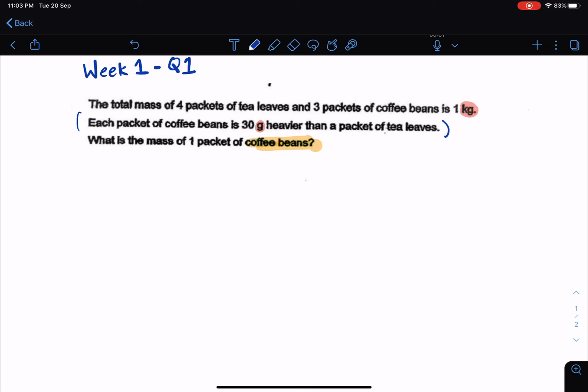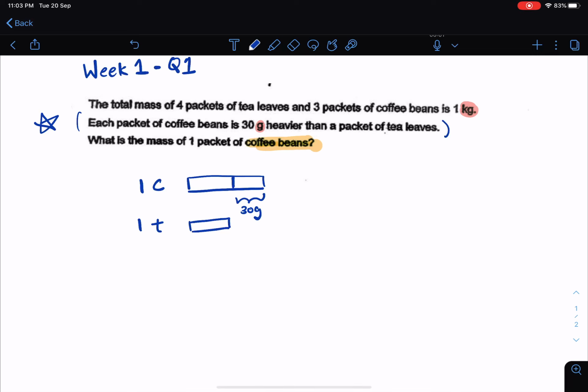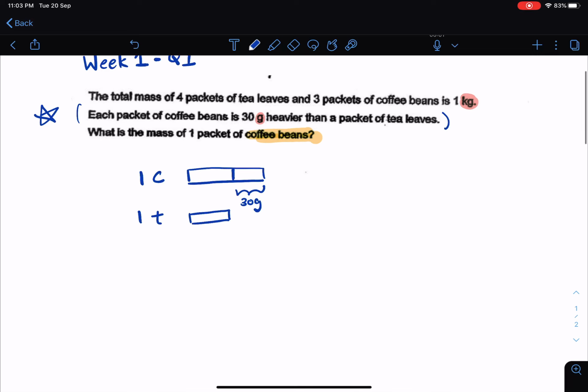First things first, I will draw out the relationship between 1 packet of coffee bean and 1 packet of tea. I can see that coffee bean is heavier than tea leaf. So definitely I will draw coffee bean longer than tea leaf, and I will indicate here that this part is 30 gram. Can you see? So that I can see the relationship very clearly.